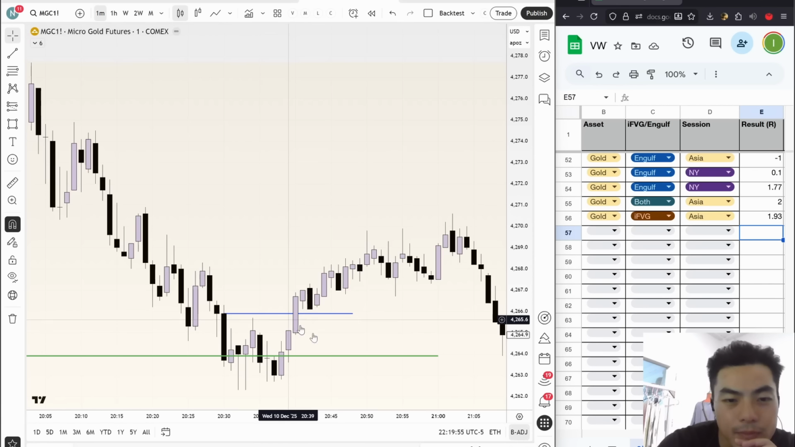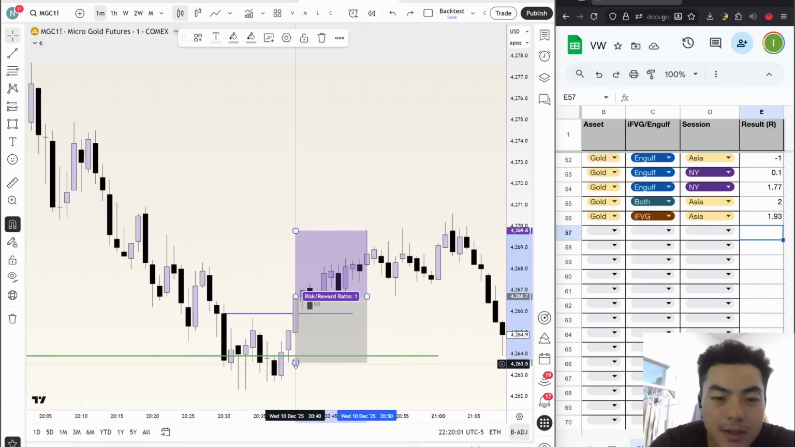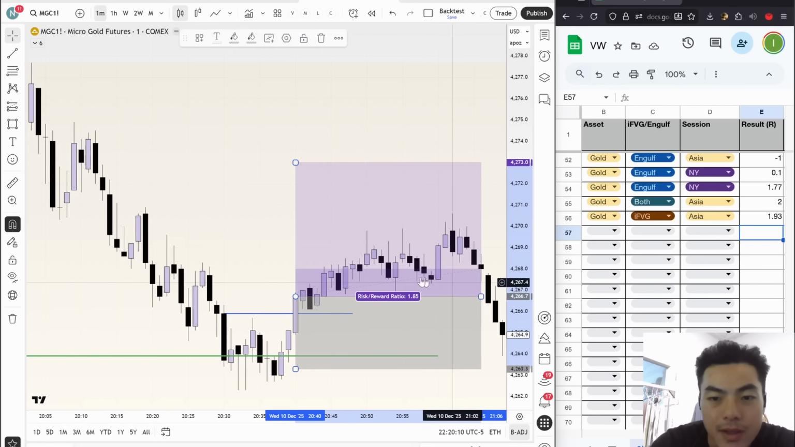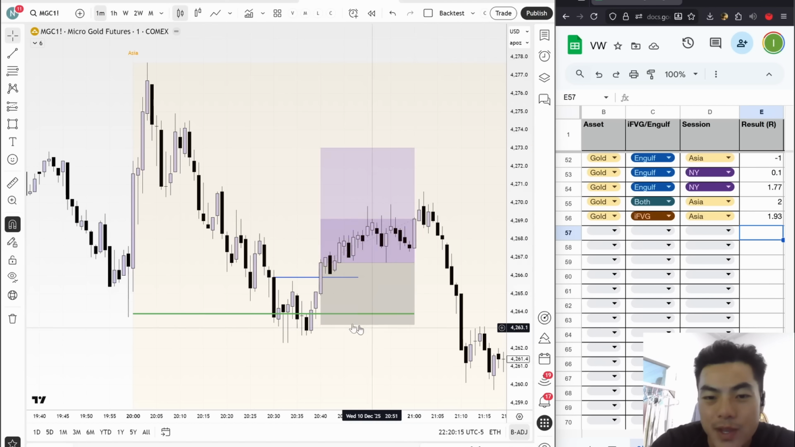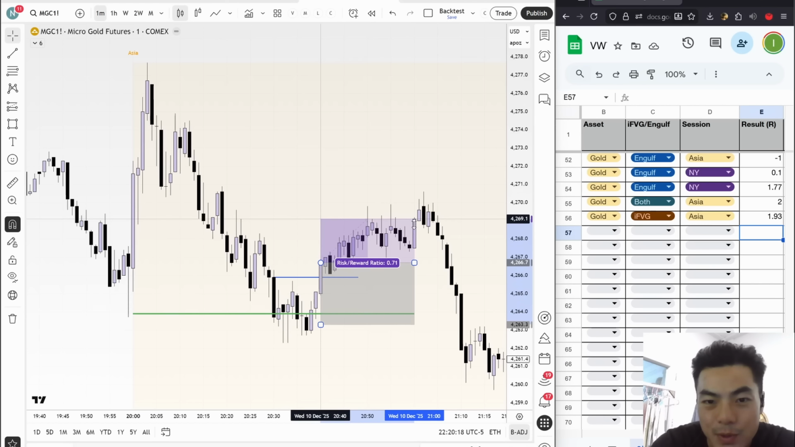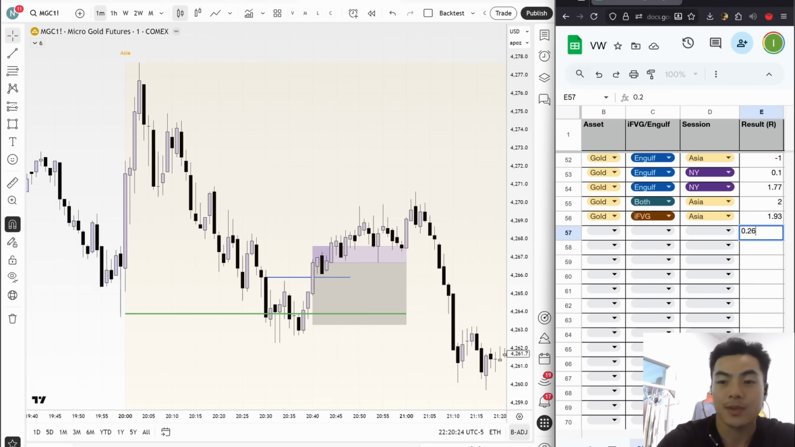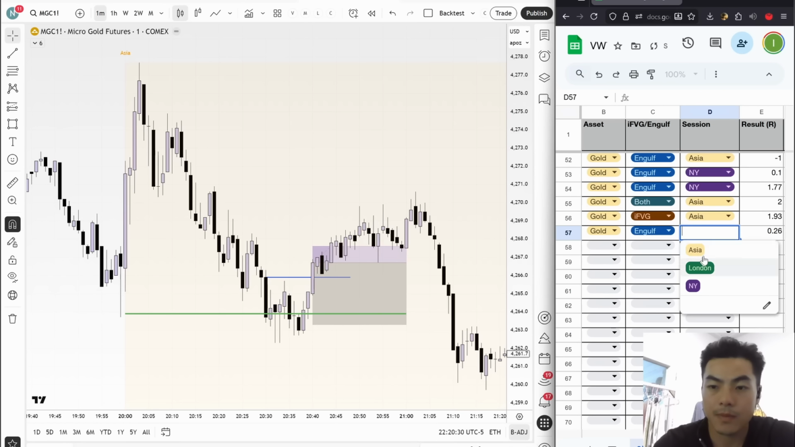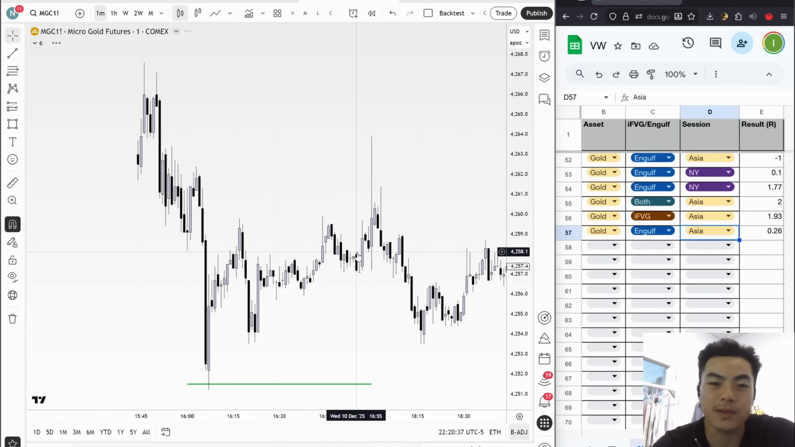Yeah, okay. So you would have to enter here. Personally, I'd put stop just below the POI there. And stop there. Well, I would close it at the end of the hour, and that nets you 0.26R. A lot of gold setups in Asia, looks like. Interesting.